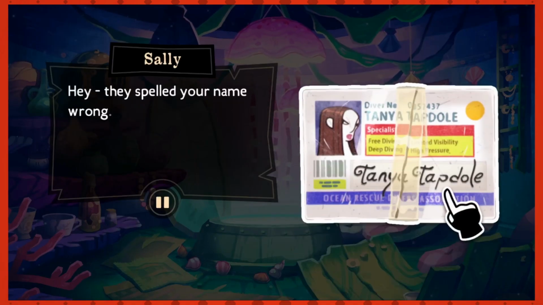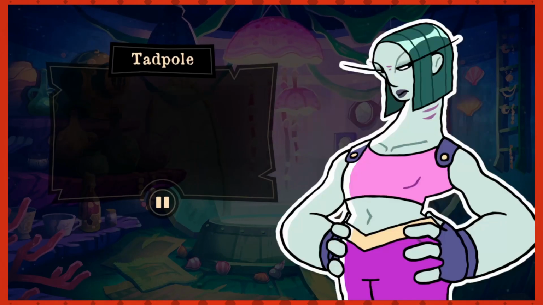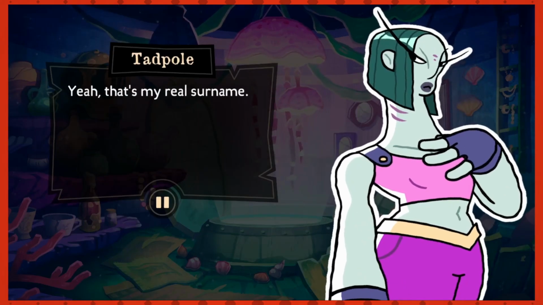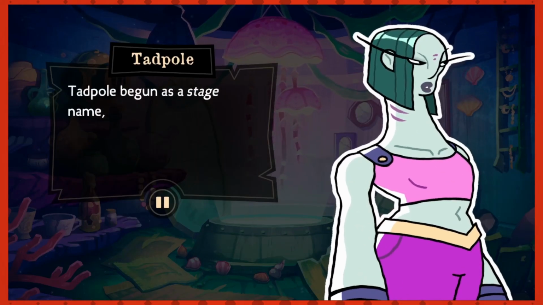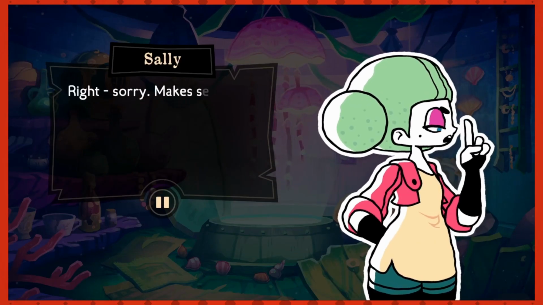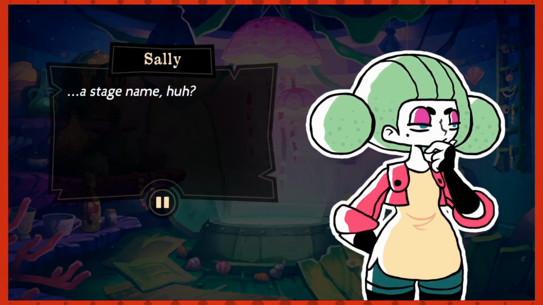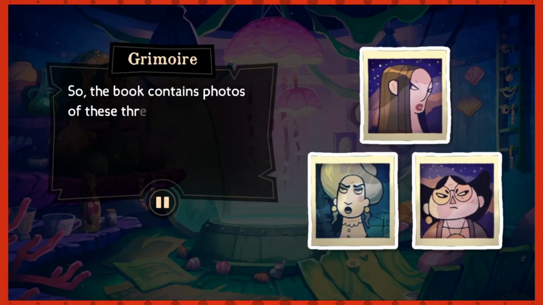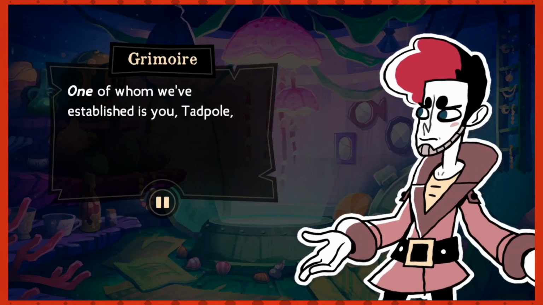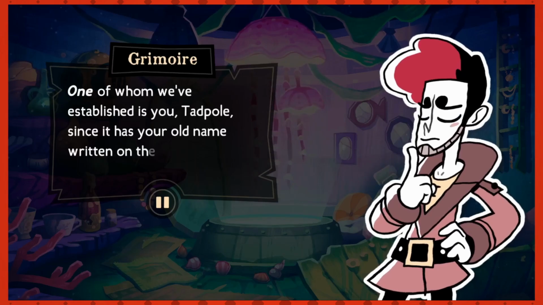Hey, they spelled your name wrong. Nope. It says Tapdole. That's her name. That's her birth name. Unless... Yeah, that's my real surname. Tadpole began as a stage name, but now I just wear it as my name. Right, sorry. Makes sense. A stage name, huh? So the book contains photos of these 3 women, one of whom we've established is you, Tadpole, since it has your old name written on the back.